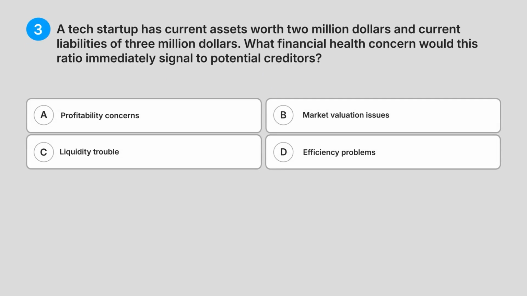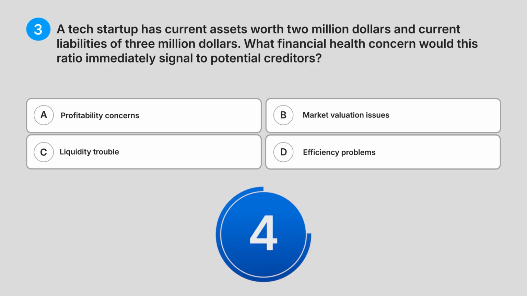3. A tech startup has current assets worth $2 million and current liabilities of $3 million. What financial health concern would this ratio immediately signal to potential creditors? A. Profitability concerns. B. Market valuation issues. C. Liquidity trouble. D. Efficiency problems. Can you guess the answer?